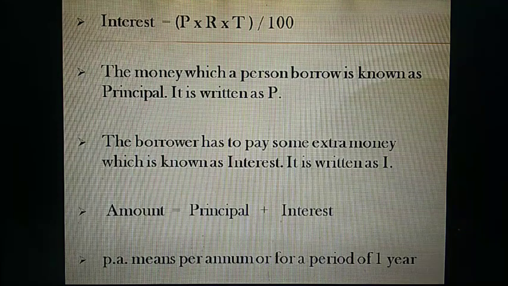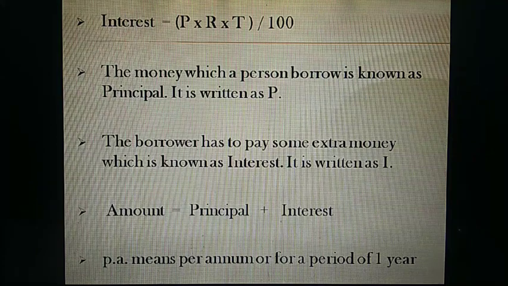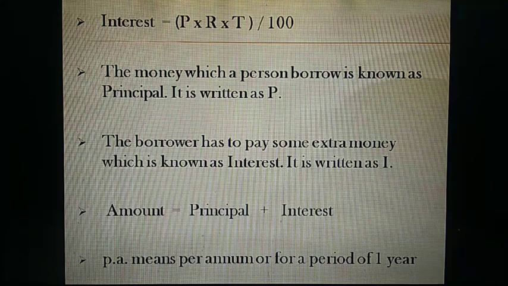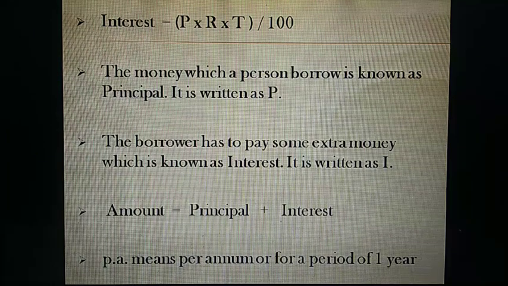In these questions, you will find a term PA. PA means per annum or for a period of 1 year. So the full form for PA is per annum, or it's mentioned that this particular value is given to you for 1 year.